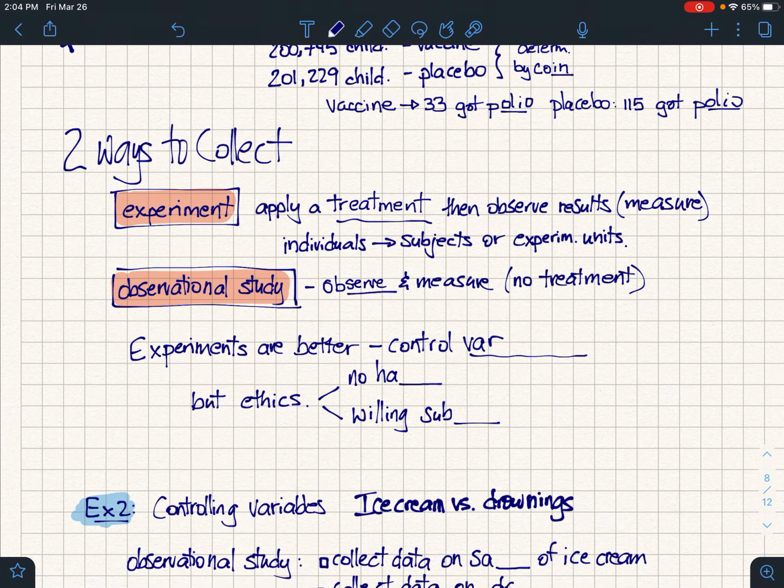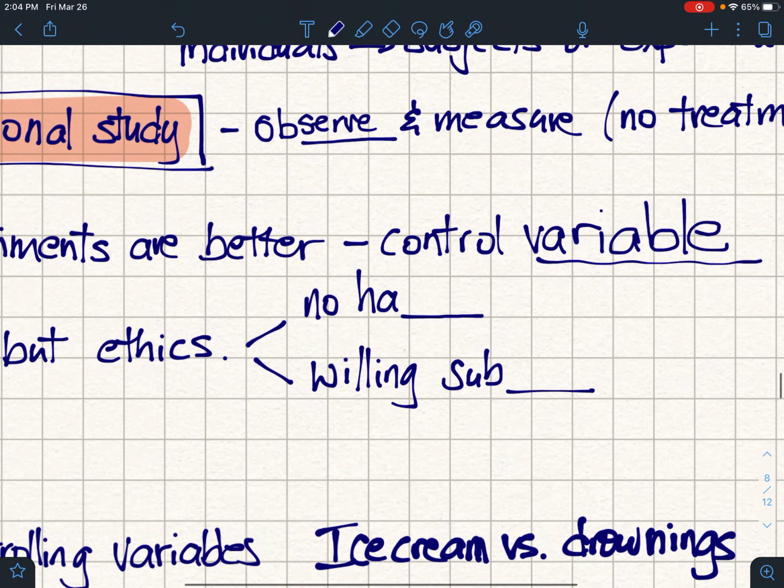And then you measure. So of the two, experimental is better, largely because we can control the variable. But on the flip side of that, there's ethics involved. Like, think about those kids that lost the coin toss and ended up getting polio because they were in the control group, right? So there's harm. And finally, you have to have willing subjects.